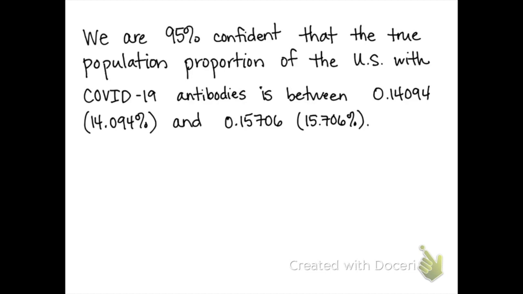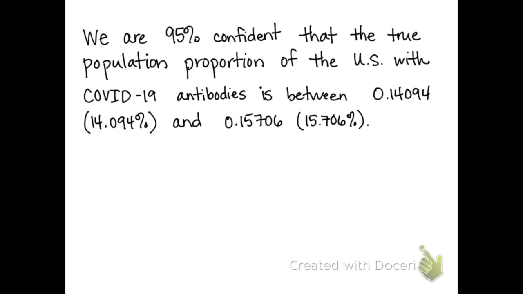Another issue with this is that this study was actually conducted in New York State, so only New York State residents were included in this study. If New York State residents are not representative of all United States residents, then we may have some bias in our values. This does give us a pretty good estimate of what proportion of the United States we might expect to have COVID-19 antibodies.